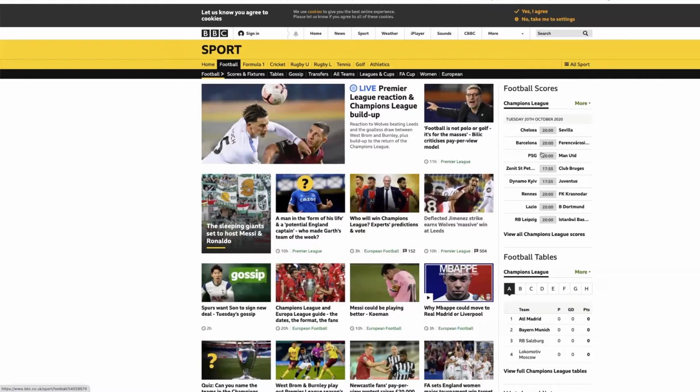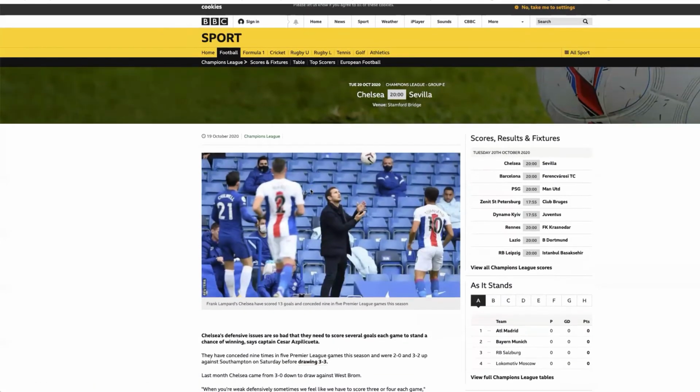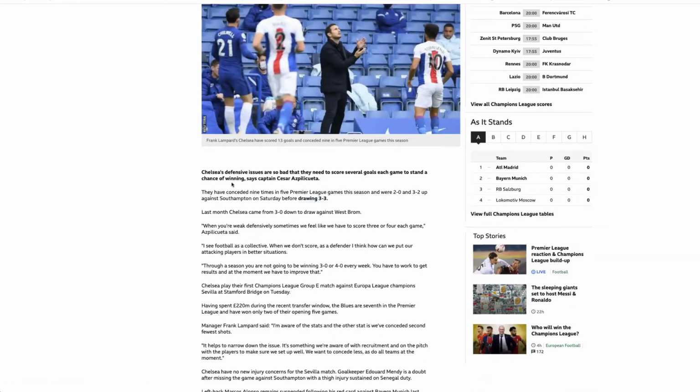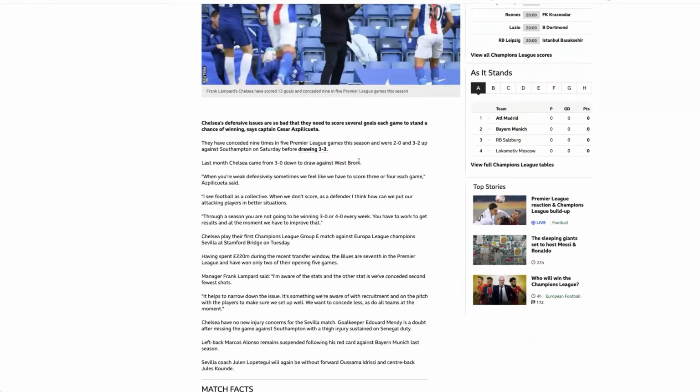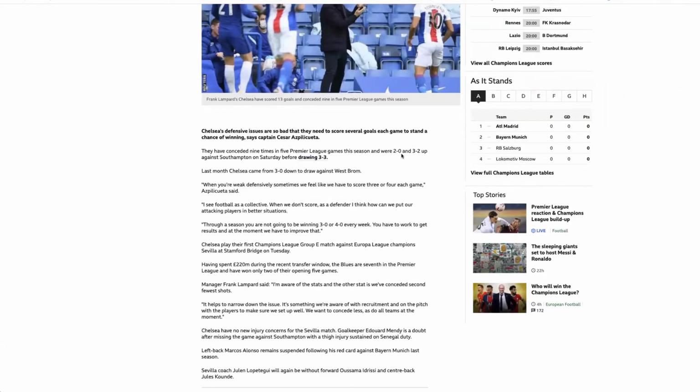We've got Chelsea and Sevilla and PSG, Man United. I think just on instinct, I think PSG should absolutely hammer Man United the way they've been playing, but we'll see how we go. So if we go and click on Chelsea Sevilla, we'll get a bit more information here. Chelsea's defensive issues are so bad they need to score several goals each game to stand a chance of winning, and that's coming from their captain. They've conceded 9 times in 5 Premier League games. They were 2-0 up and 3-2 up against Southampton before drawing 3-3.